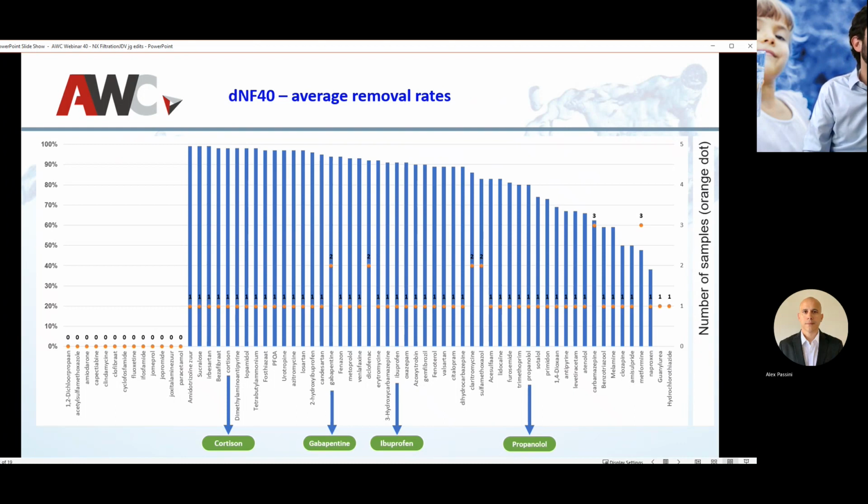the DNF40. Cortisone, gabapentin, I know that one because my dog takes it. You may have heard him before barking. Ibuprofen, obviously everybody knows that. I don't even know how to say that one. That's a beta blocker, I believe. Propranolol. But anyway, it rejects these things extremely well.